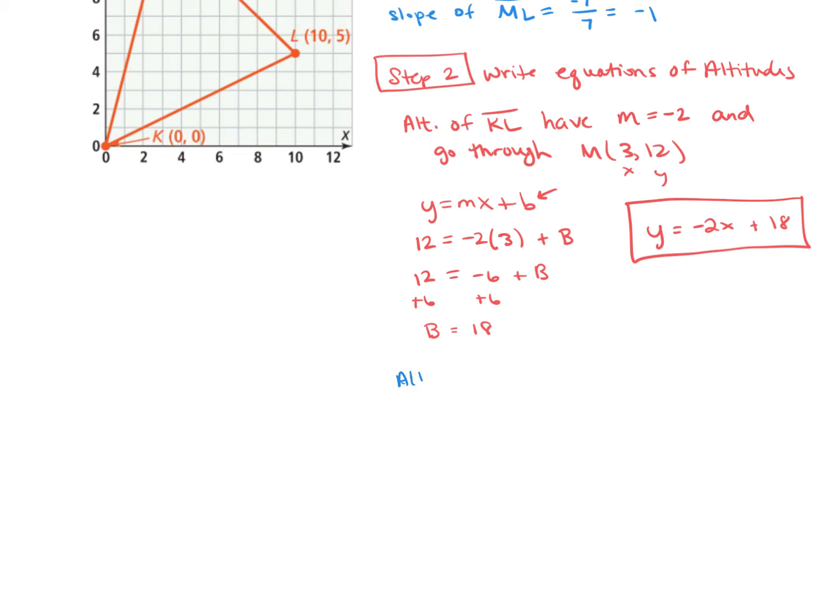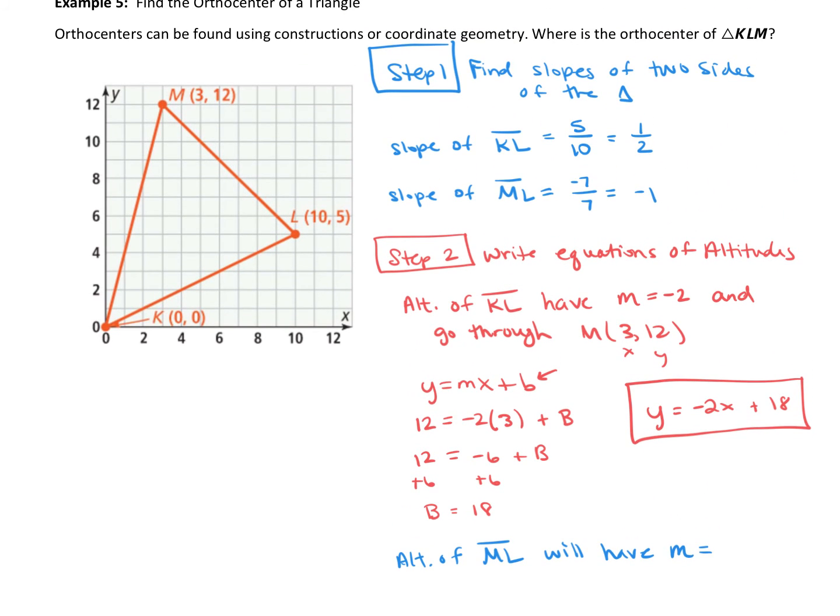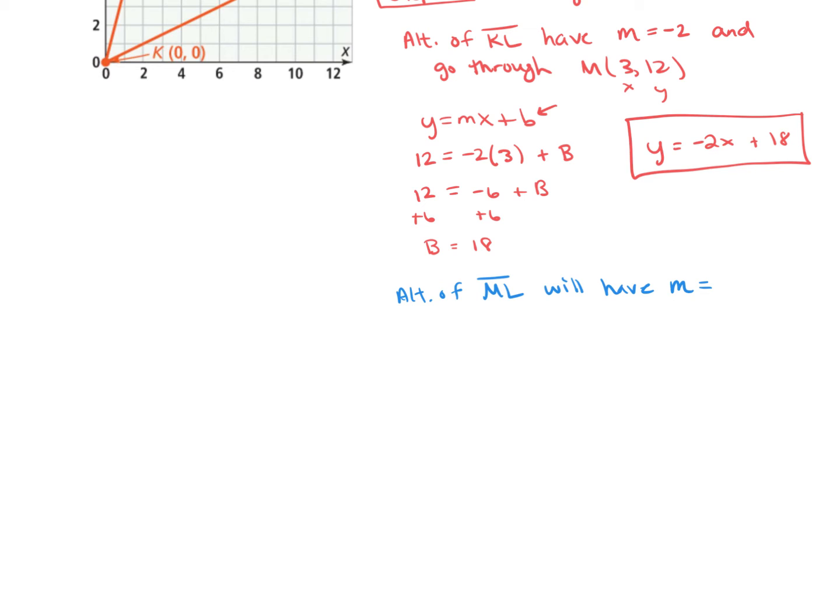So now we need the altitude of ML. The altitude of ML will have a slope equal to, let's go back up, we found the slope of ML to be -1, so we need the perpendicular slope. If you flip that and change the sign, the perpendicular slope will be +1, and it will go through the opposite vertex, which is K, (0, 0).